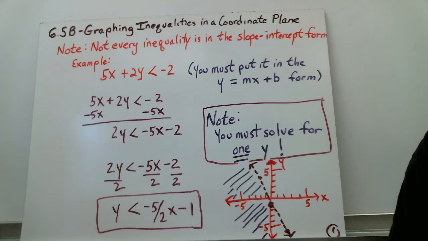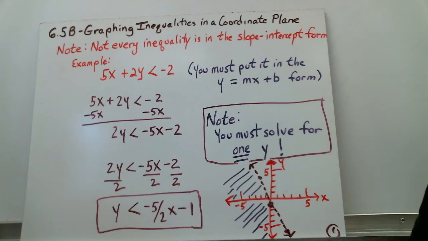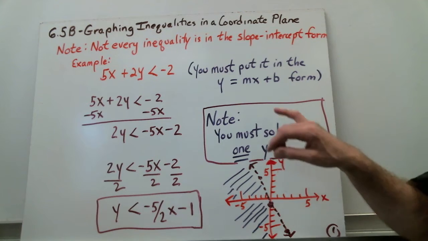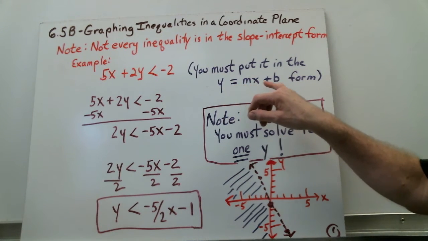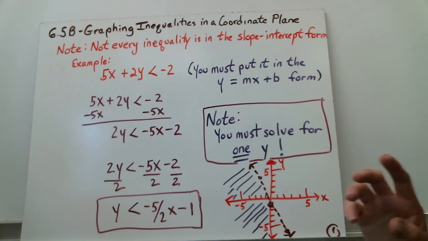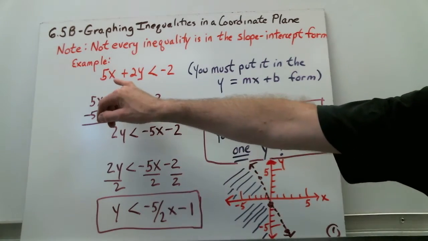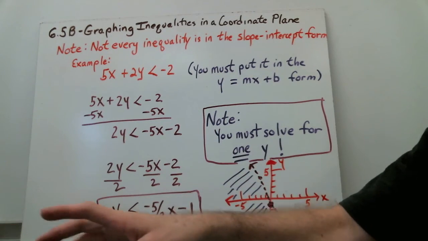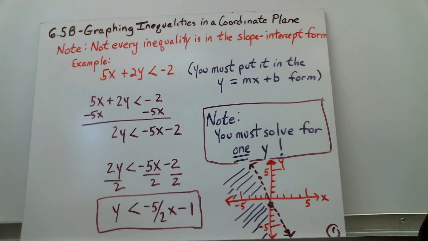We're working on section 6.5b, graphing inequalities in a coordinate plane. I want you to note, not every inequality comes in the slope-intercept form. Remember, the slope-intercept form is y equals mx plus b. But some of our inequalities come in other forms. The x may be on the left-hand side of the inequality, so we have to change it.